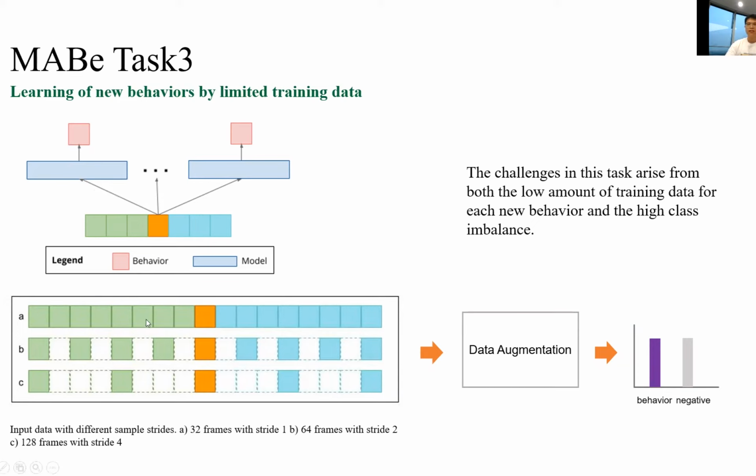We sampled frames from the original data with different strides to get 3 kinds of data. You can see here, the first one is sampling frames with stride 1, so we get continuous frames. The second one is with frame stride 2, and the third one is with stride 4. We keep all of those 3 kinds of data at the same input size for our models, and the temporal dimension was set to 32. Then we did augmentation by random keypoint rotations to balance the amount of behavior data and negative data.